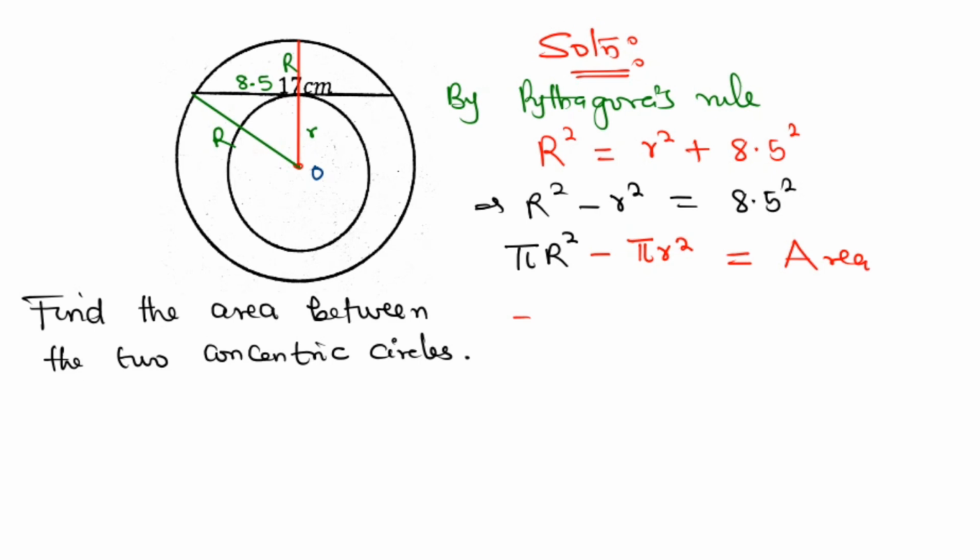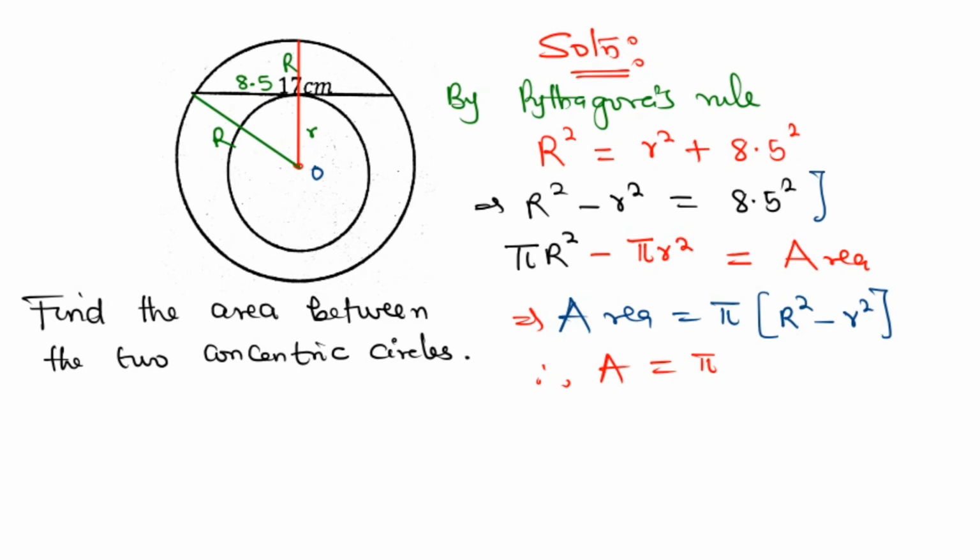So in that case, the area we are looking for is going to be equal to, here I can factorize pi, and then in brackets I'm going to have big R squared minus small r squared, which was why I had to do this subtraction here. So our area is equal to pi multiplied by this big R squared minus small r squared. We saw it as 8.5 squared.